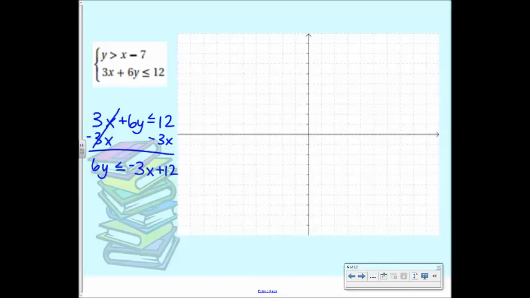And then how do I finish? Divide by 6. What do I divide by 6 on the right side? Everything. So divide by 6, divide by 6. That means you do it twice. So this gives me what? Good. We've got y by itself. What's 3 divided by 6? 1/2. So it's going to be negative 1 over 2 x plus what's 12 divided by 6? 2. Okay, there's my blue equation. And here's my red one.